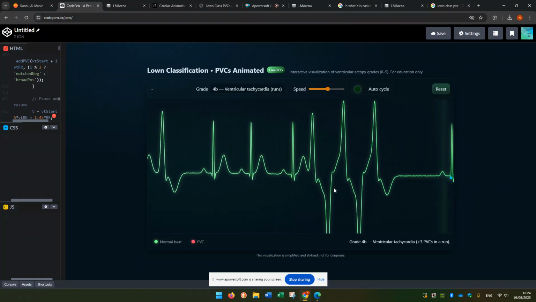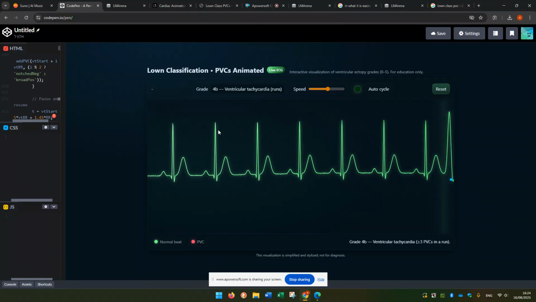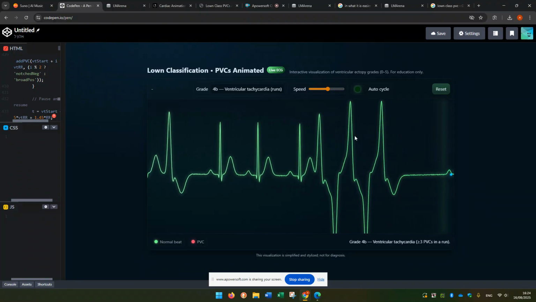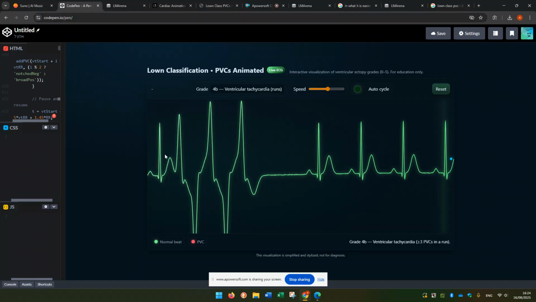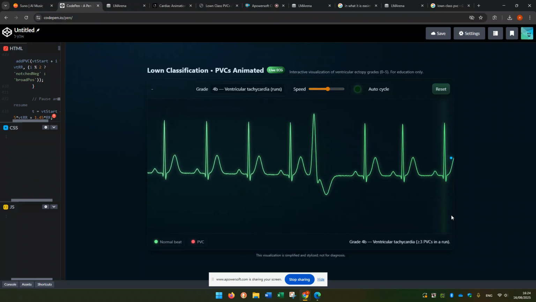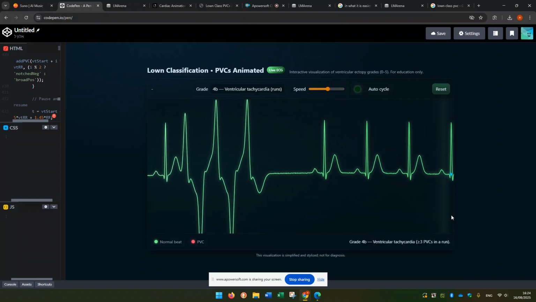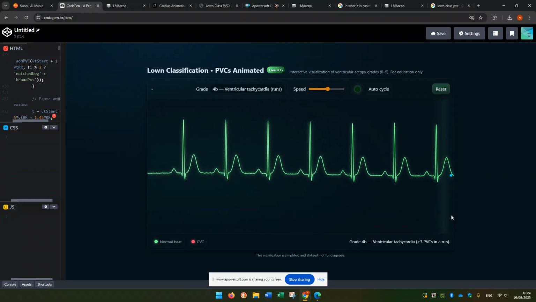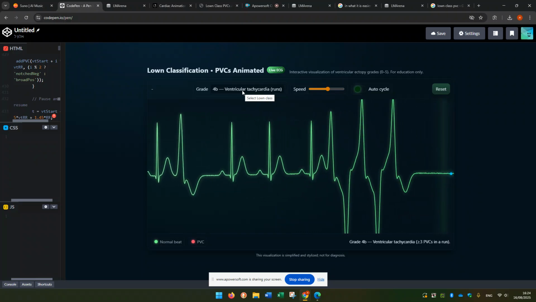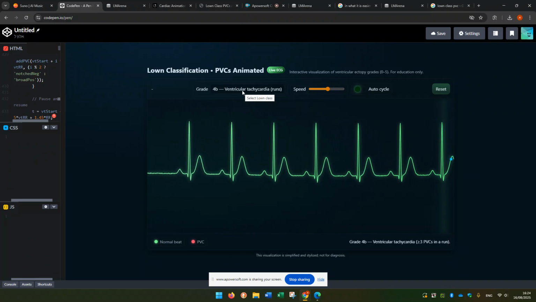Here it is. This is a short run of ventricular tachycardia. Sustained ventricular tachycardia should be more than 30 seconds, but here you can see 3 consecutive PVCs, much more concerning for becoming sustained ventricular tachycardia or ventricular fibrillation. So that is class 4B, triplets of PVCs, short runs of ventricular tachycardia.